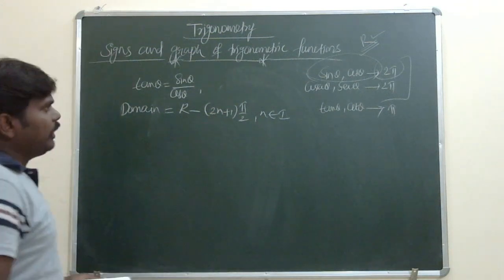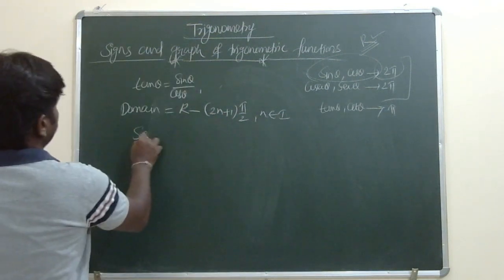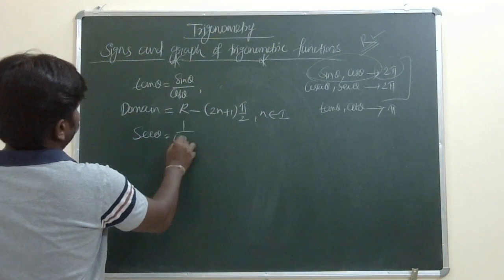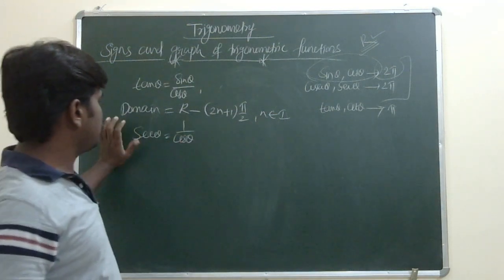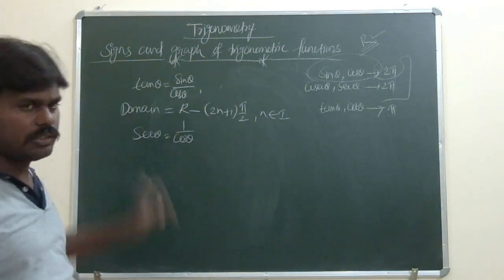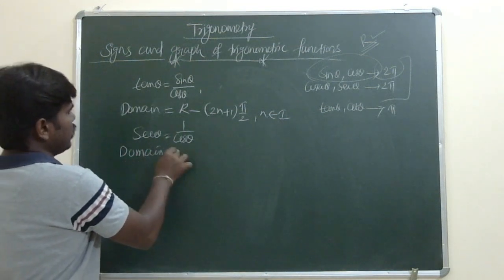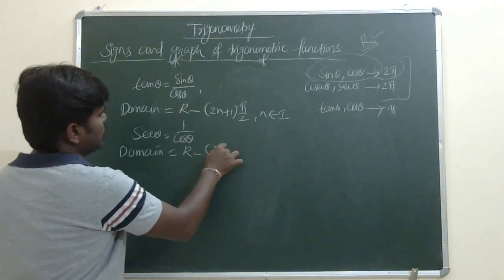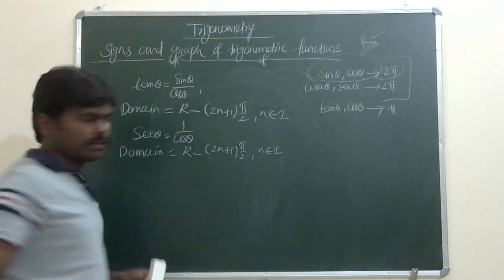Similarly for secant theta. Secant theta means 1 by cos theta. The same explanation applies in the case of secant theta. The domain of secant theta is equal to R minus (2n plus 1) into pi by 2, where n belongs to the integers.